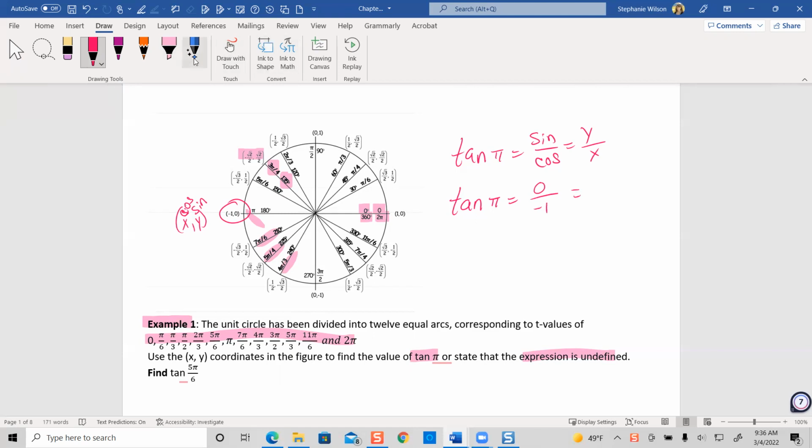Anytime that 0 is in the numerator, my answer will be 0. However, if you get 0 in the denominator, then it's undefined. Okay, and this is always a rule.